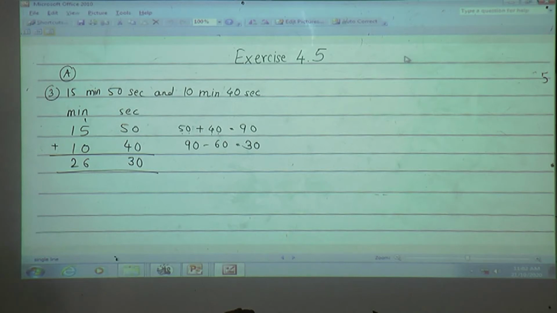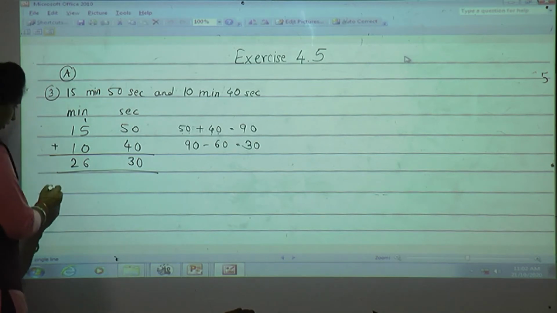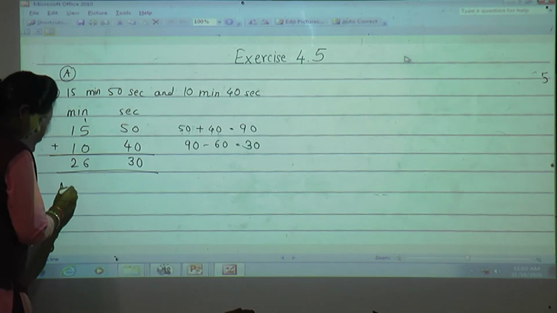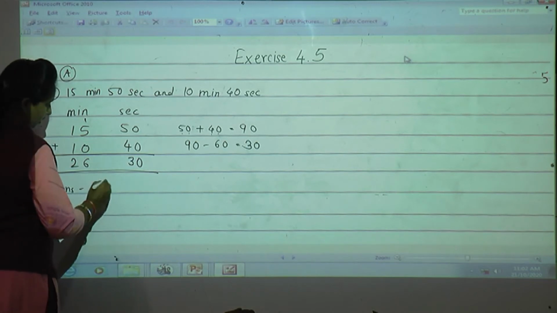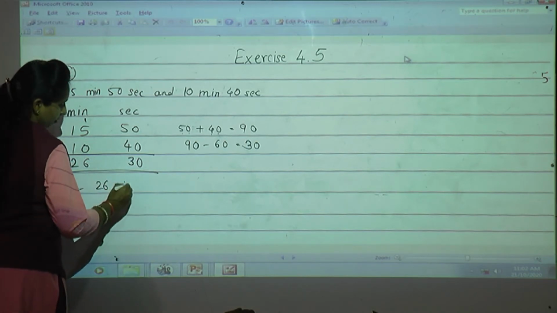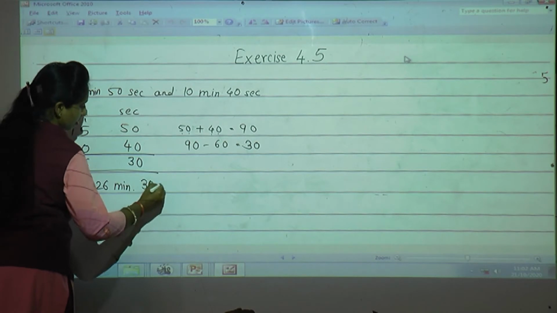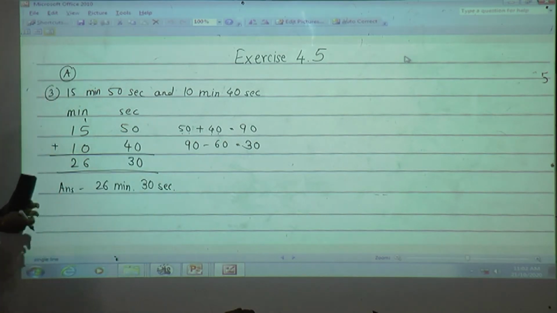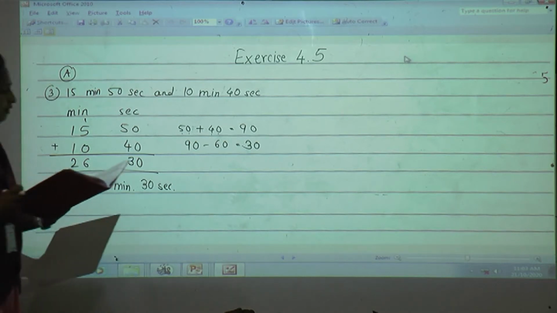26 minutes and 30 seconds. Isn't it clear? Yes? So write here the answer: 26 minutes 30 seconds. Now the last one, the fifth one, I will solve for you.